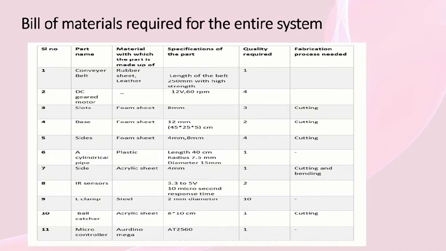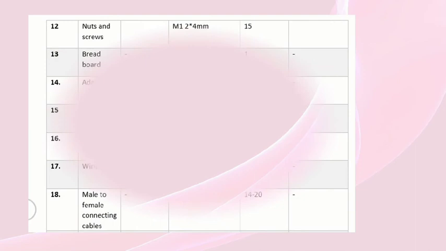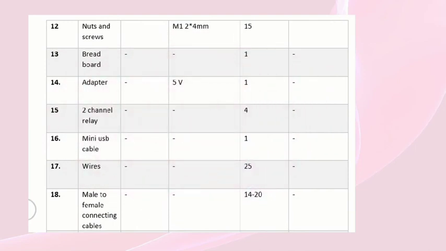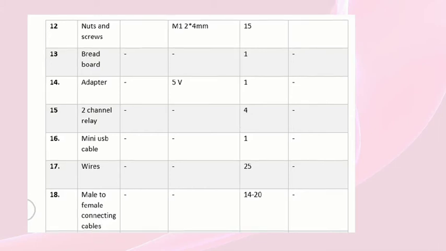This is the bill of materials required for the entire system. Namely, some of them are conveyor belt, DC geared motor, slots, base, a cylindrical pipe, IR sensors, L clamp, ball catcher, microcontroller, nuts and screws, breadboard, adapter, two-channel relay, mini USB cable, wires, and male to female connecting cables.